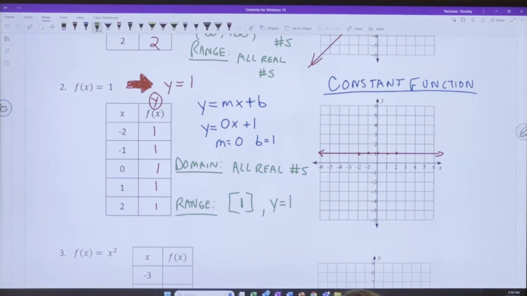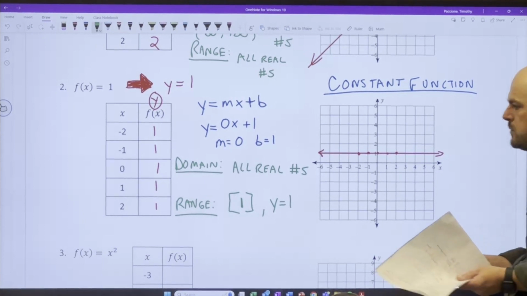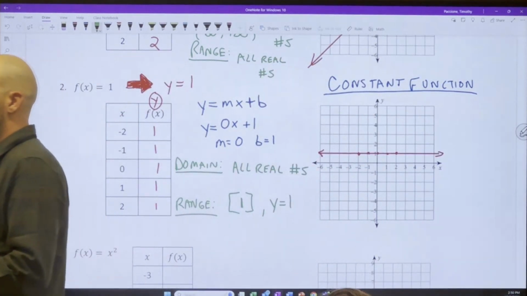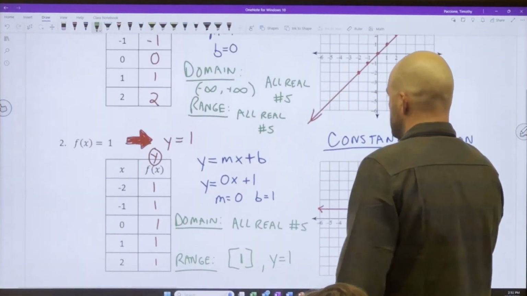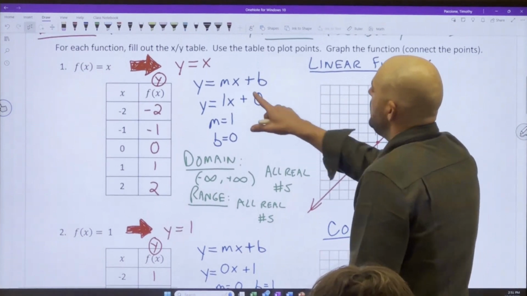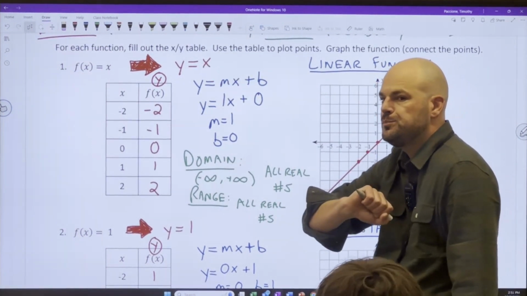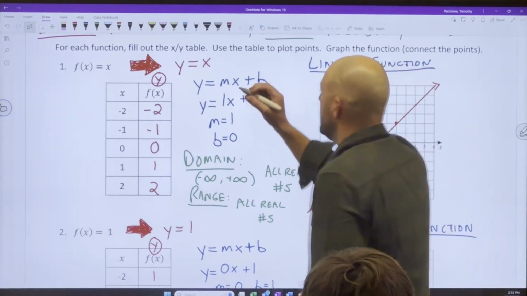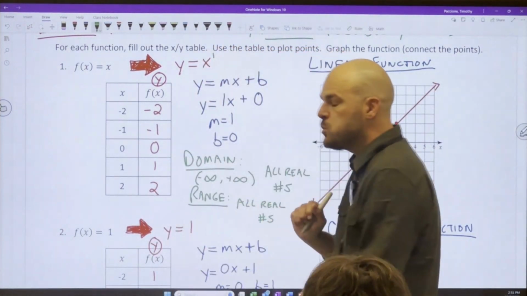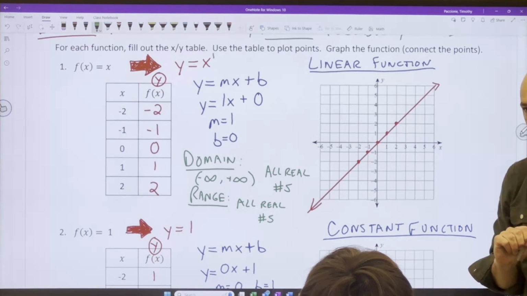Okay? Those two we're a little familiar with. We've been dealing with them for a little bit. Now we're going to move on. Now notice in my linear function, let's take a step back. What is my x being raised to? To the 1. That's what makes it linear, okay?